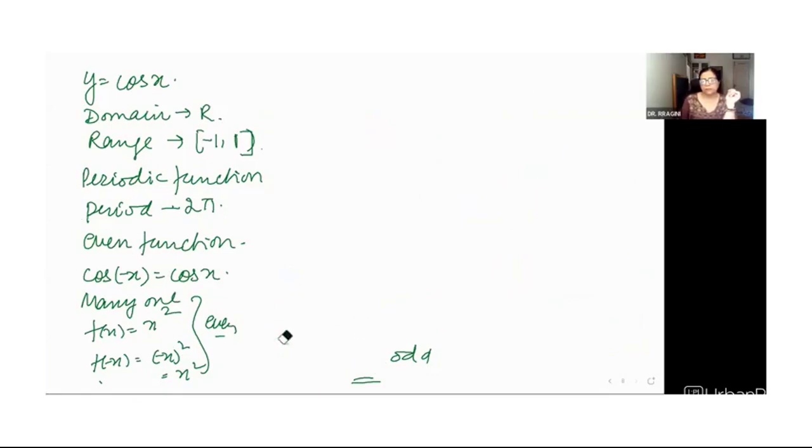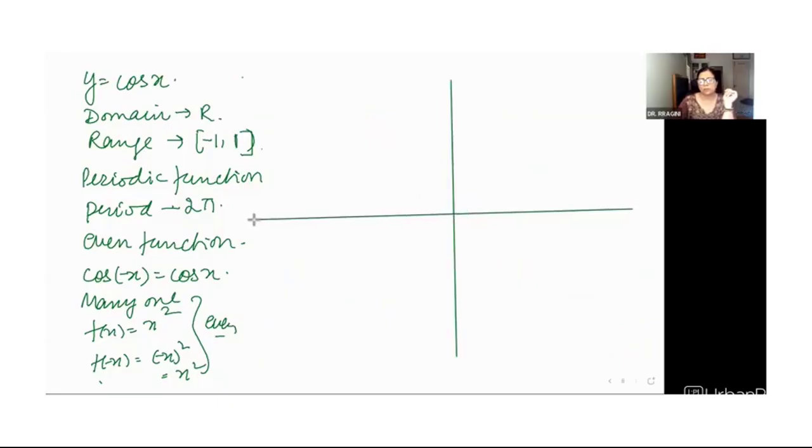Now let me plot the graph. I'll try to take nearby values, but here you have to make a table. This is pi by 2. This is pi, 3 pi by 2. I will be making only larger divisions. This is 2 pi.